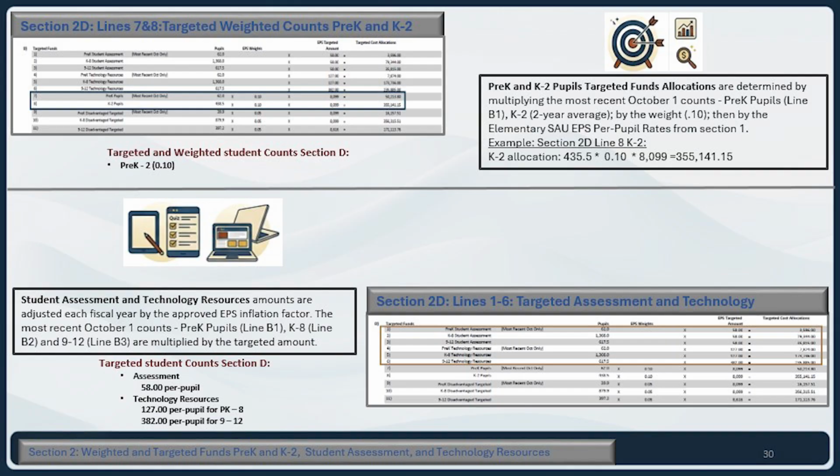Then in section 2, again, we have that extra weight for economic disadvantage. We also have an additional weighted amount for pre-K and K2 students, and that is because those littles need more supports for education than the older students. So that's why this weight is here. And again, for pre-K, we use current year, and for K2, we use a 2-year average. For student assessment and technology resources, those are flat rates that are increased each year by an inflation factor, and that is simply the counts multiplied by the rates, and those are your cost allocations for those amounts.